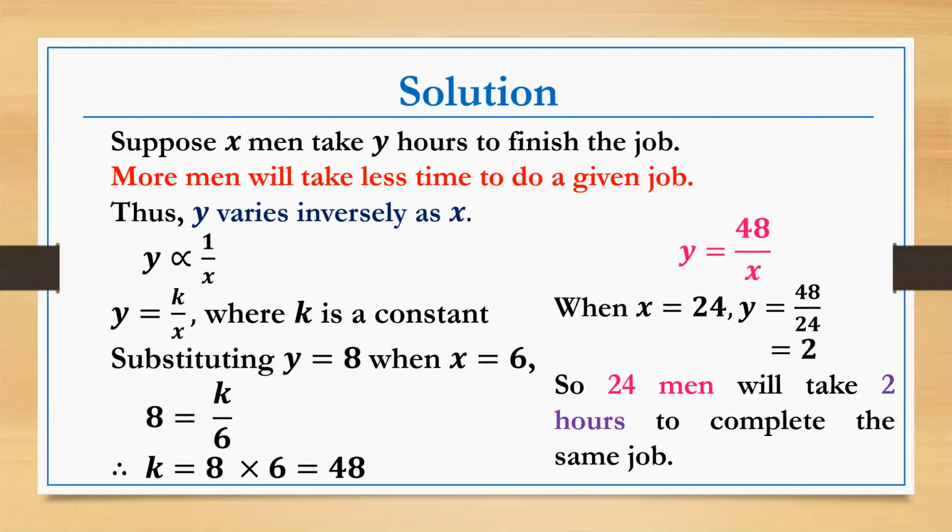Remember, when we had 6 men, the job took 8 hours. Now, when we have 24 men, the job will take less time, that is, it will take 2 hours.